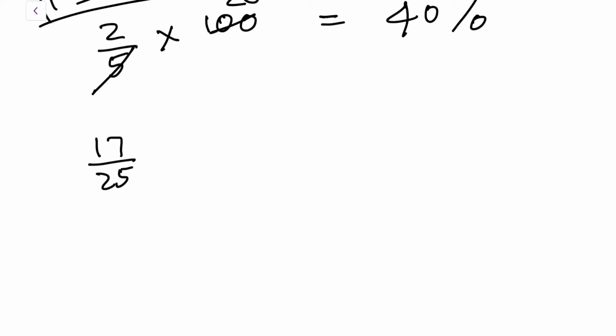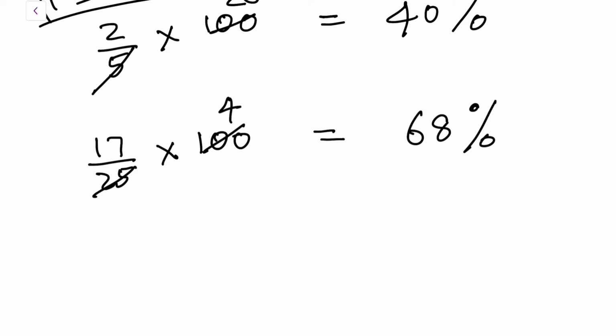So how do we express 17 by 25 as a percentage using method 2? Come on, what do you think we have to do? That's it, multiply this with 100 and then 25 4s are 100, 17 4s are 68, and then include percent. That's it, as simple as that.